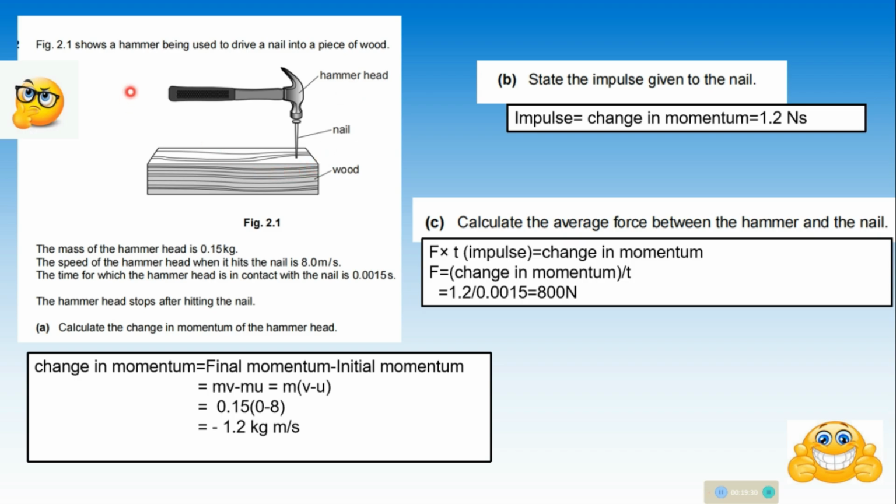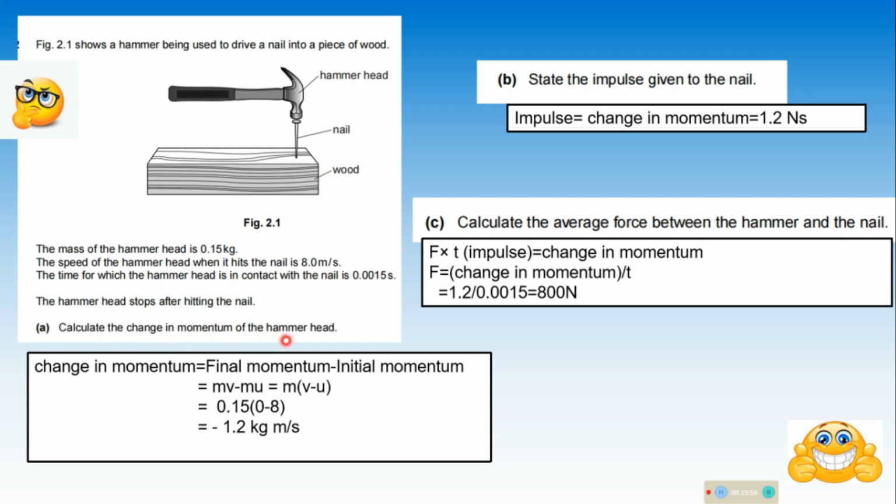In this question, this figure shows a hammer being used to drive a nail into a piece of wood. This is the hammer, this is a nail, this is a piece of wood. The mass of the hammerhead is 0.15 kilogram. The speed of the hammerhead when it hits the nail is 8 meters per second. The time for which the hammerhead is in contact with the nail is 0.0015 second. The hammerhead stops after hitting the nail.